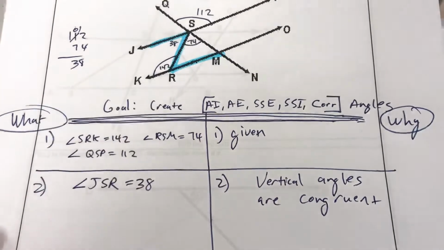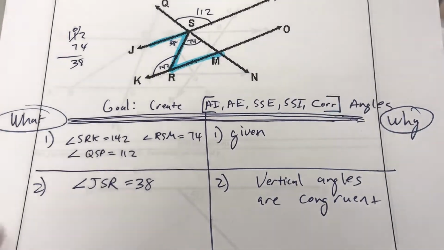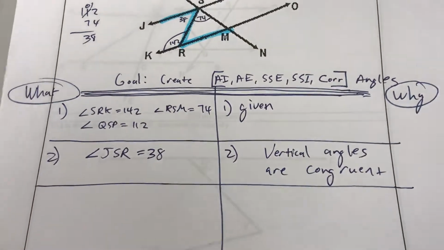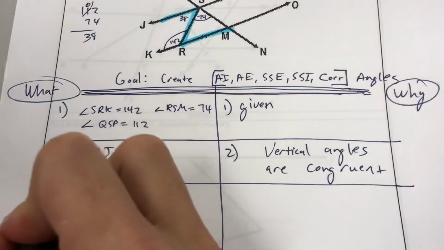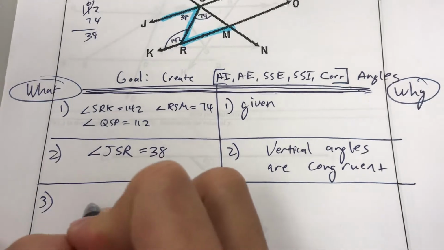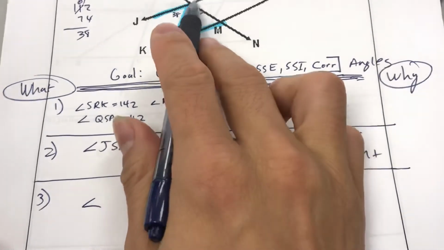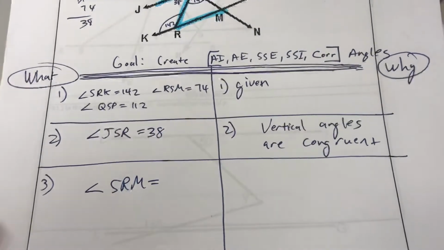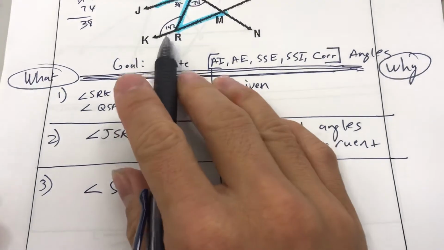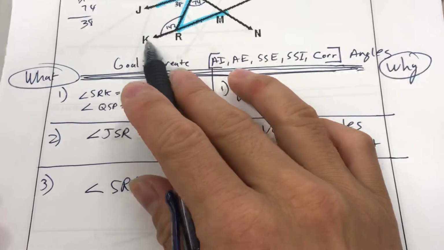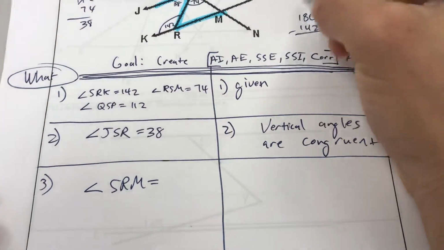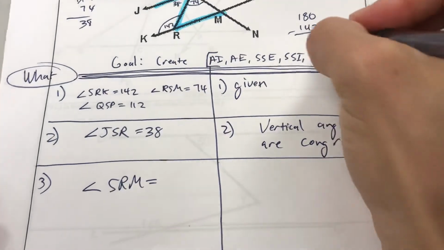I have that piece right here. Excuse the sirens, it's kind of going nuts out there. But then the next piece is, what else can you figure out based on all this information? You could also tell me then that angle SRM is also going to be how much? Well, SRM is basically this straight line minus 142. So 180 minus 142, that's also going to give me 38, okay?